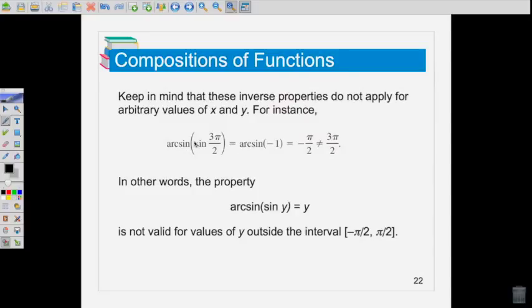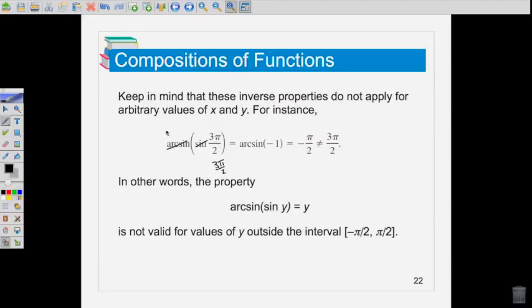And I'll show you what I mean here in this example. If I have the arcsine of the sine of 3 pi over 2, I have the inverse function of the original function of this. So if inverse properties are true, my solution should be 3 pi over 2. Right? I should just be able to go boom, boom. Those two things are inverses. My solution is right there.